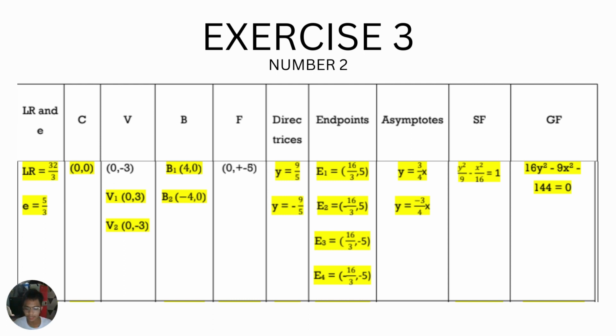Para naman sa length of the latus rectum, nakuha natin dito is 32/3. So, sinundan lang natin yung formula na 2b² over a is equals to length of each latus rectum. So, para naman sa e, which is yung eccentricity, ang nakuha naman natin ay 5/3.